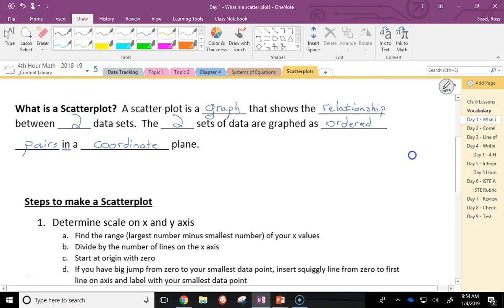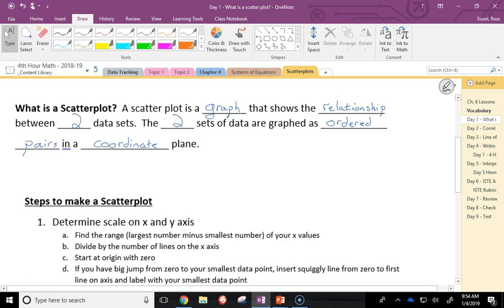So, what we are looking at is, what is a scatterplot? Focusing with us, please. A scatterplot is a graph that shows the relationship between two sets of data, and the two sets of data are graphed as ordered pairs in the coordinate plane.